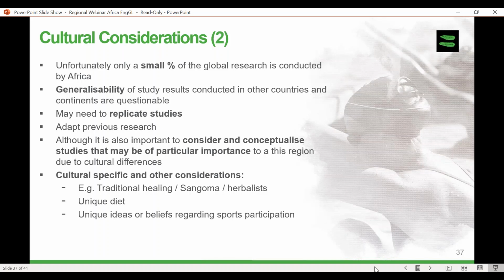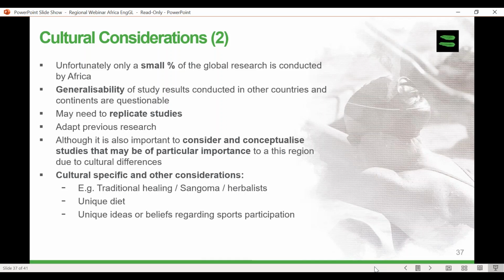Unfortunately, only a small percentage of global research is conducted by Africa. Hopefully, this trend is changing. A lot of research conducted in other parts of the world cannot be generalized to Africa, and this is also true for anti-doping sciences research. Although there is merit in replicating studies conducted in other parts of the world, there may also be specific cultural considerations that can influence the research topic, the project, and the methodology. Obviously, those who stay in certain regions or countries understand their cultural factors best. And once again, this also highlights why collaborations are so important.